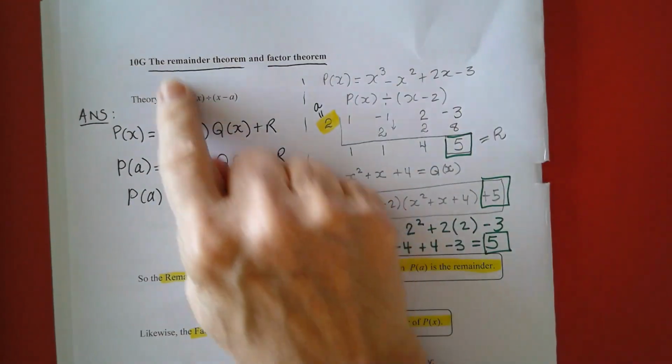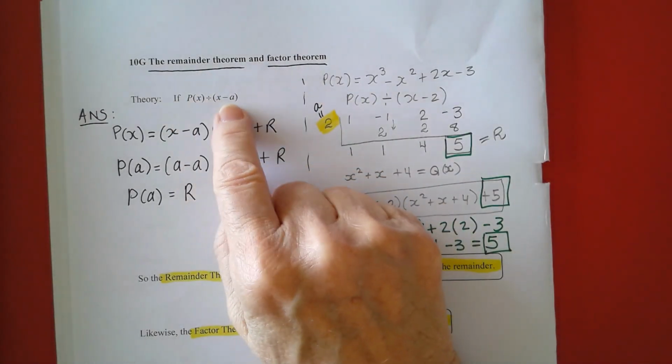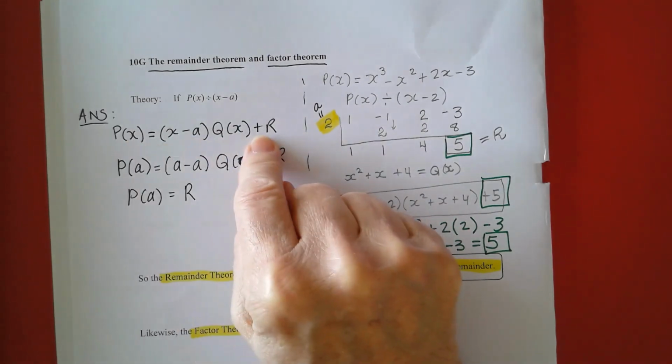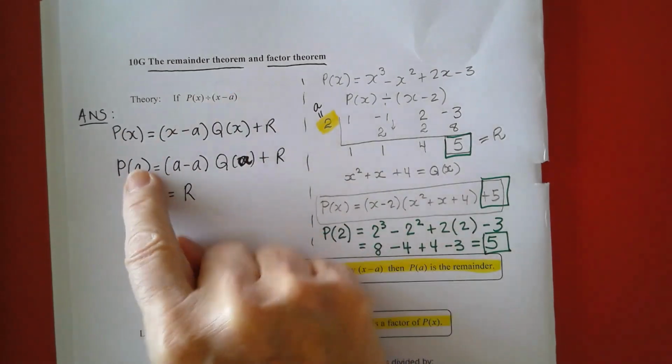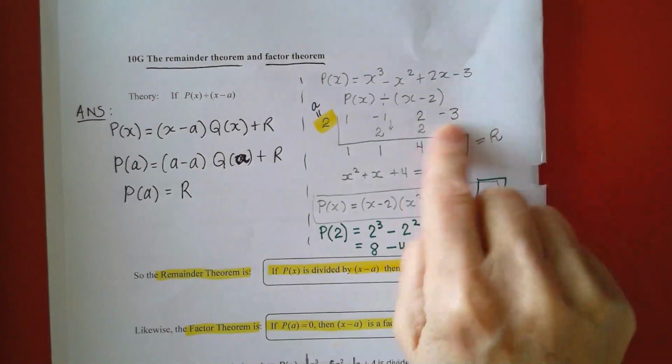So, the remainder theorem and the factor theorem. We did a little theory here: P of x divided by A, and we wrote this as requested in our book. If we put in A, whatever makes that 0, we would get A minus A times Q of A plus R, and that would just be R. And then we proved it over here.